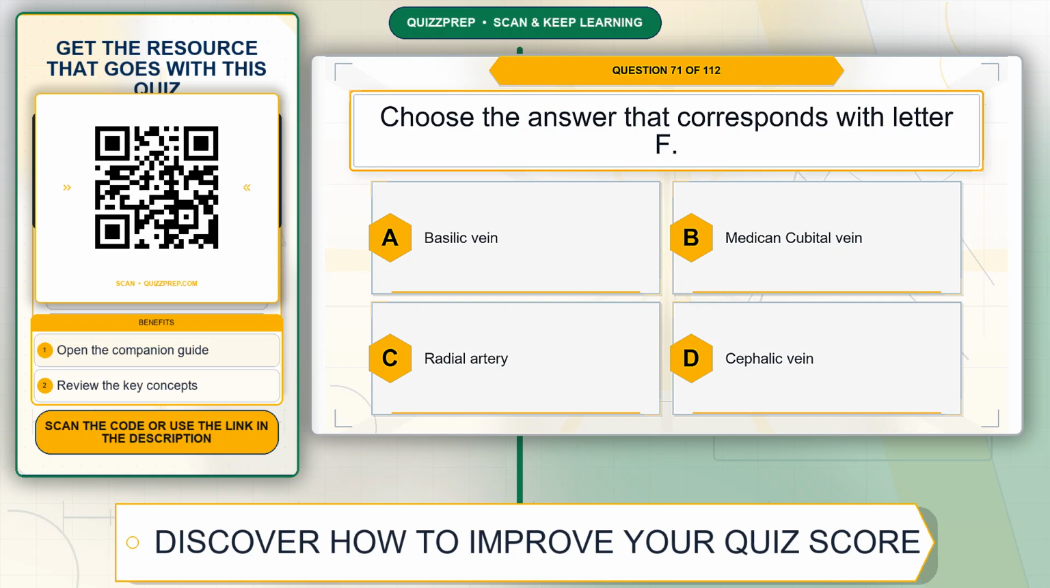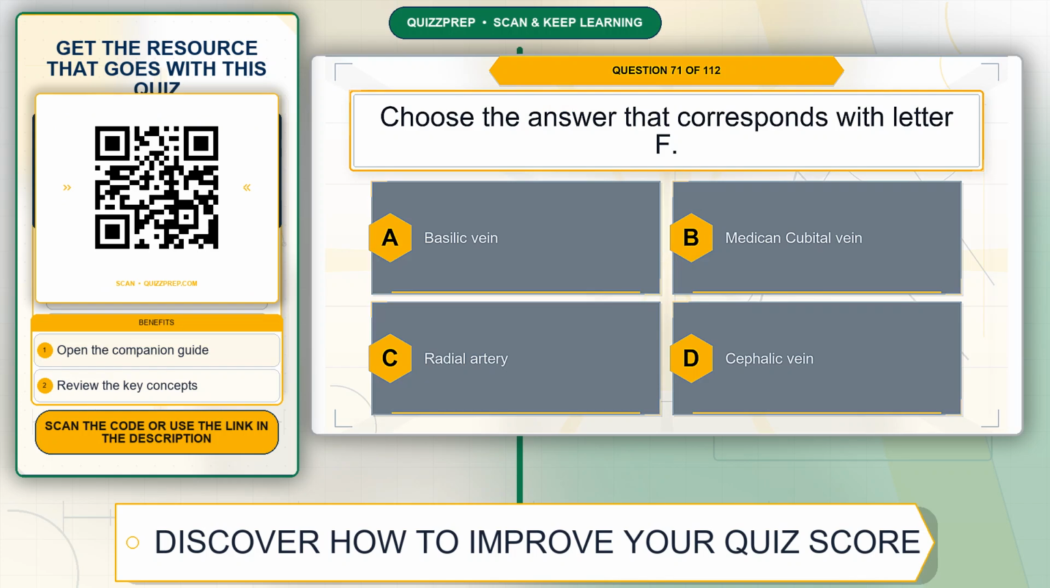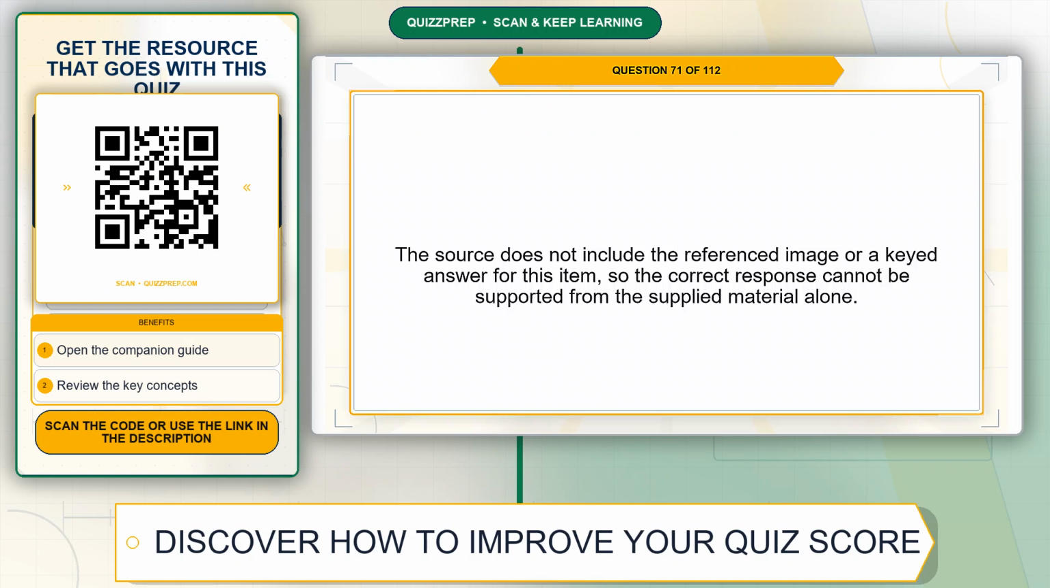Question 71. Choose the answer that corresponds with letter F. Option A, basilic vein. Option B, median cubital vein. Option C, radial artery. Option D, cephalic vein. The correct answer is now shown. Explanation. The source does not include the referenced image or a keyed answer for this item, so the correct response cannot be supported from the supplied material alone.